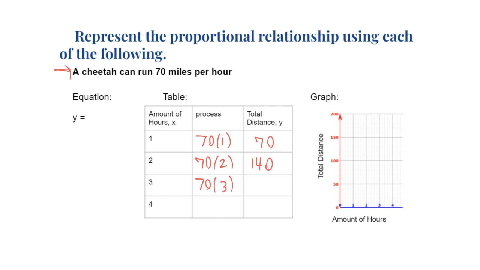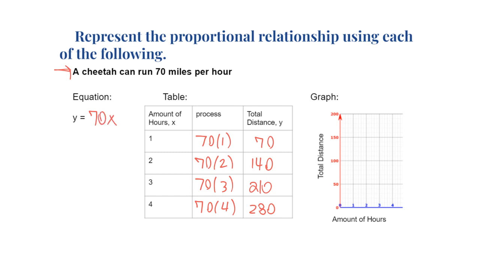You can also do 3 times 7, which is 21, and then bring a 0 to get 210. And then 4 hours, I'm going to do 70 times 4, which gives me 280. Noticing that with my process, every single time I'm using the number 70, so that's going to be the constant number I see in my equation, and then I'm multiplying it by the amount of hours, which is x. So my equation will be y equals 70x.